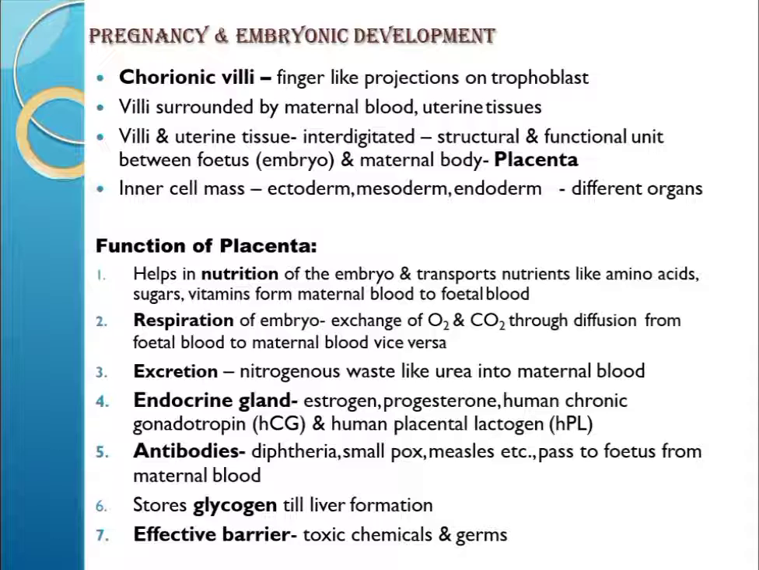Okay, now moving to the next topic, that is pregnancy and embryonic development. Children, after implantation, that is after attachment of the blastocyst to the endometrium layer, finger-like projections appear on the trophoblast, which are called chorionic villi, which are surrounded by the uterine tissue and the maternal blood. The chorionic villi and the uterine tissue become interdigitated with each other, and they jointly form a structural and functional unit between fetus and the maternal body, which is called the placenta.